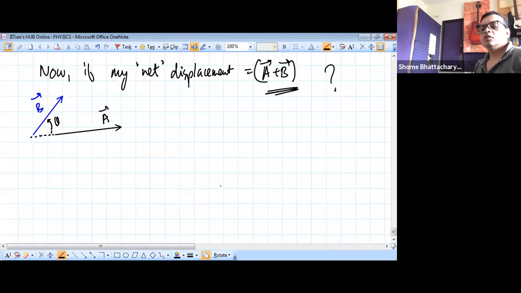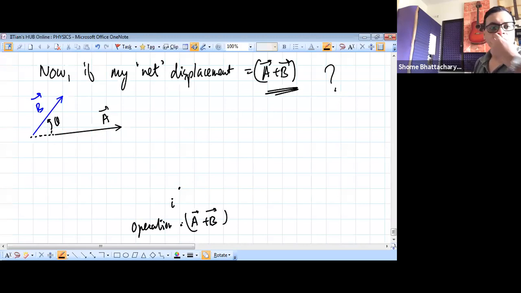So let us say that this is the initial point from which I am starting. Okay. So what I am doing in the operation A plus B. Now I am doing the operation A plus B. तो मुझे क्या करना चाहिए? मेरे initial point से I should make a displacement of A. Okay.